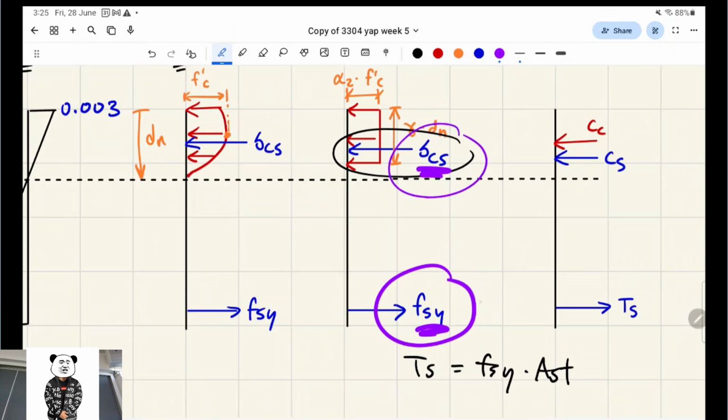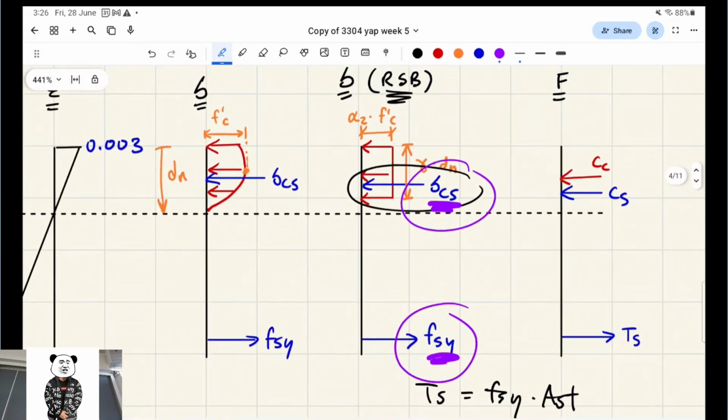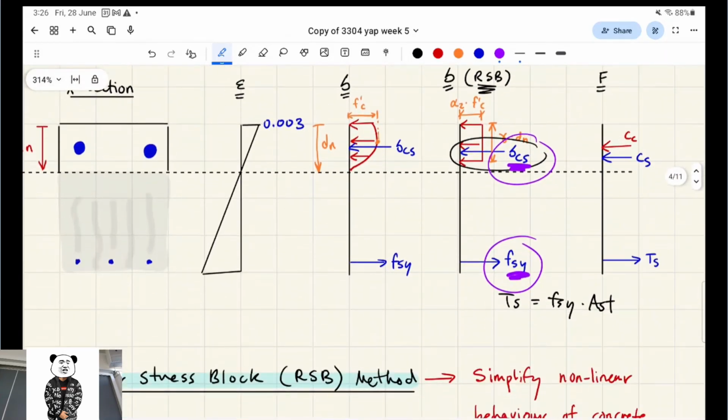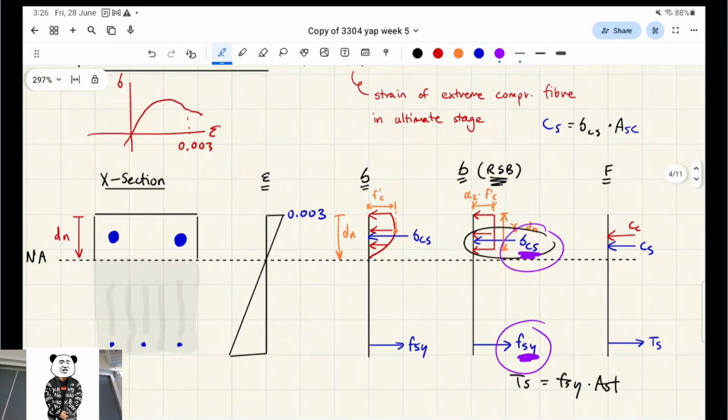So why have I labeled these differently for the tensile steel and the compressive steel in terms of how much stress they can take on? Was this in steel mechanics? No, this is steel mechanics, steel structures. Kind of. Do they fail differently?